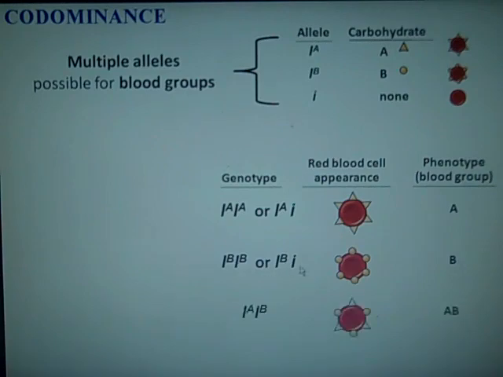blood group B. Here's where things are really interesting, because now both A and B can be expressed at the same time. So it's codominance as opposed to incomplete dominance, and we get AB blood group. Finally, 2 recessive alleles give us no carbohydrates on the surface of the red blood cell, and this phenotype is blood group O.